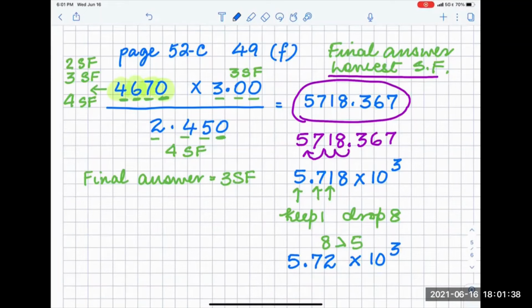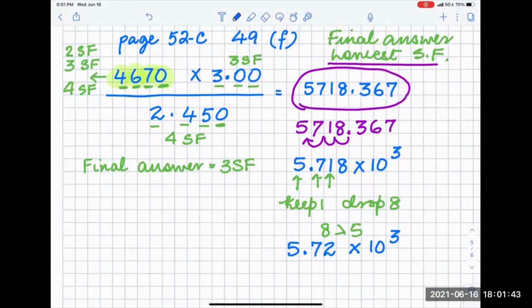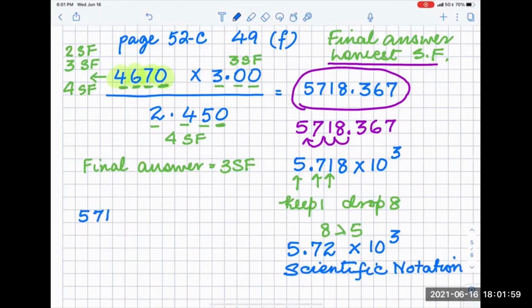If the question asks for it, the right way of doing it is this, but there's also a more common other way. This is scientific notation, which is a more appropriate way of writing because it's a very big number. The other way is 5718. Now we need to make this into 3 significant figures. 0.367, so obviously these will be dropped off.